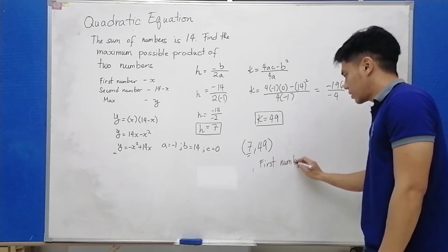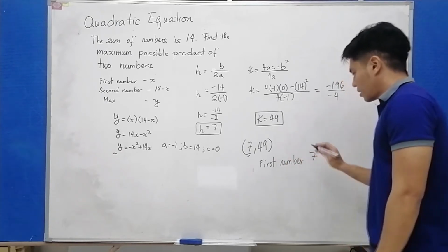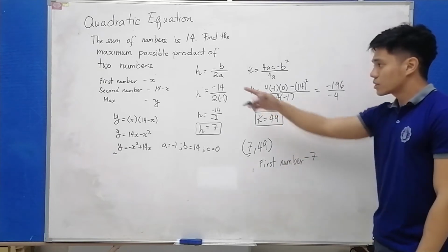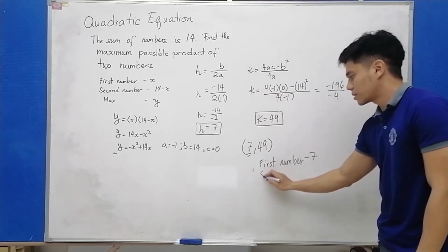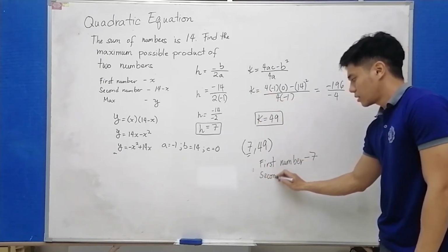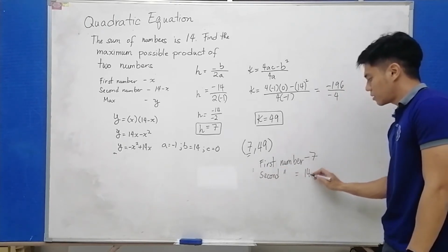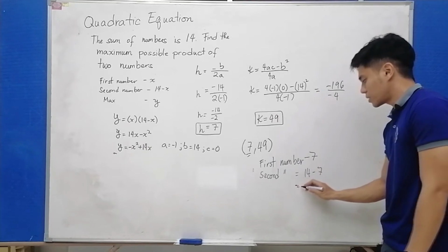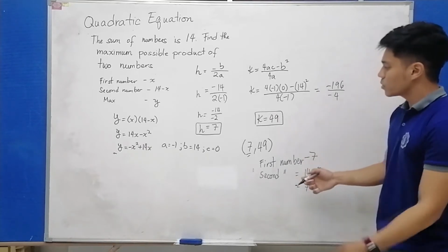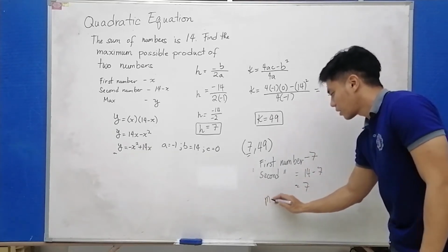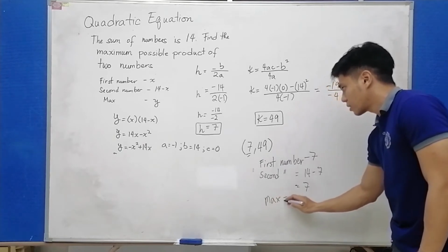Number is 7. And our second number is going to be 14 minus 7. So the second number is 14 minus 7, which is also 7. And our maximum number is going to be 49.